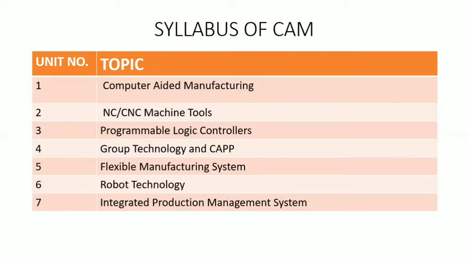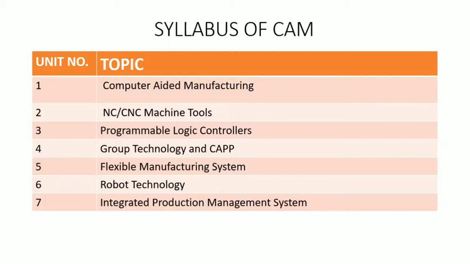Then unit number 6 is robot technology, in which you will learn the fundamentals of robots, different types of robots and different technology used in robotics. Then unit number 7 is the integrated production management system, IPMS, in which you will learn about PPC, production planning control, MRP1, MRP2, just-in-time scheduling, and so on. Okay, so these are the different units that you have to learn in this subject, computer-aided manufacturing.